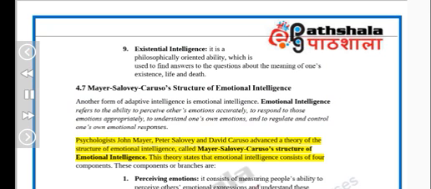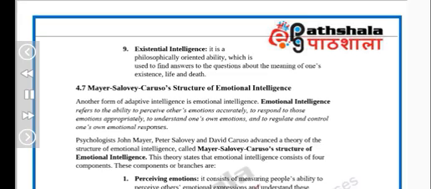Psychologists John Mayer, Peter Salovey and David Caruso advanced a theory of the structure of emotional intelligence, called Mayer-Salovey-Caruso's structure of emotional intelligence. This theory states that emotional intelligence consists of 4 components. These components or branches are: 1. Perceiving emotions. It consists of measuring people's ability to perceive others' emotional expressions and understand these expressions, for example, in photographs, as well as the emotional meaning conveyed by different landscapes.